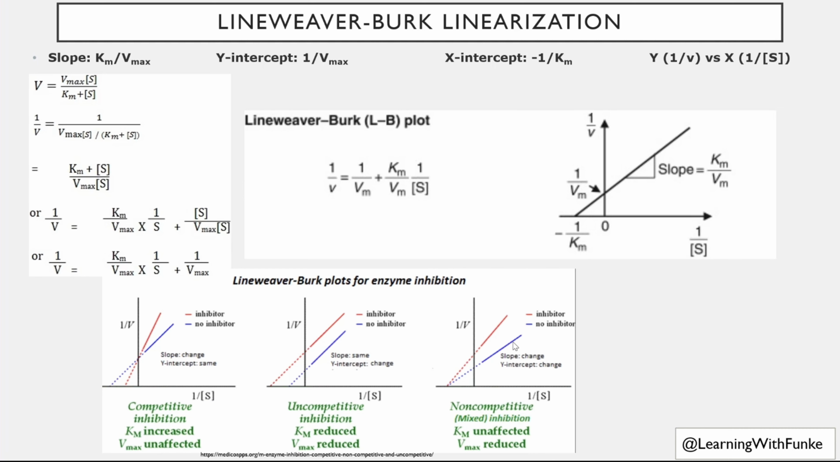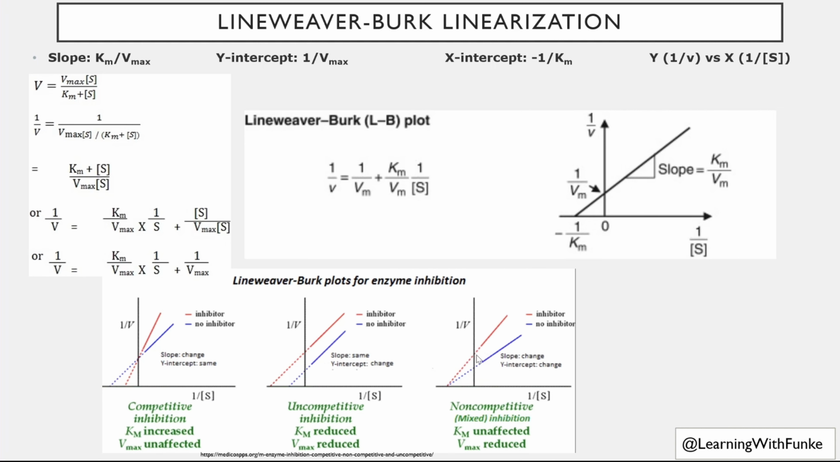And same thing for non-competitive. We said for non-competitive, Km is the same. So Km equals Km prime, right? And since Km is equal to Km prime, what will be the same? Your x-intercept will be the same, right? Because your negative 1 over Km will be the same as negative 1 over Km prime, since Km is equal to Km prime. And that's why you have the same x-intercept.